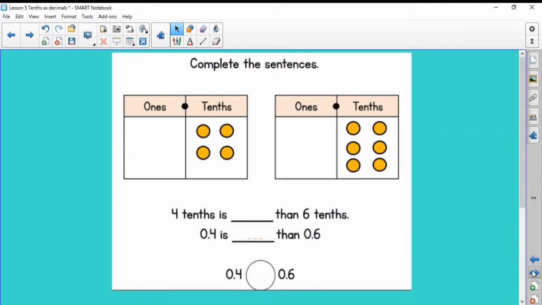Have a look at these two place value charts. Can you complete the sentences? 4/10 is greater or less than 6/10. What do you think? That's correct. 4/10 is less than 6/10. We can say this: 0.4 is less than 0.6. But what symbol needs to go in the circle? Remember where it points? Yes, 0.4 is less than 0.6.